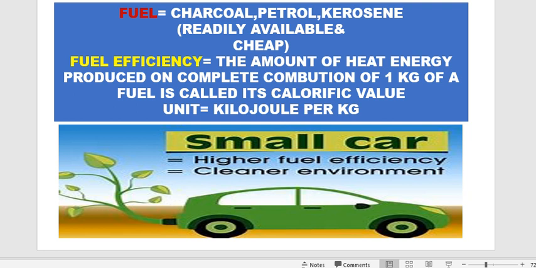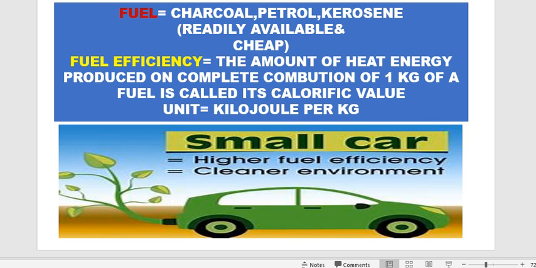That is the amount of heat energy produced on complete combustion of 1 kilogram of a fuel is called its calorific value. What it is, they have given, if you are burning 1 kilogram of any substance, and after burning, whatever amount of the product, or whatever complete combustion it will do for that substance, that is known as calorific value. And that is fuel efficiency, means how much fuel you require to burn that substance completely.